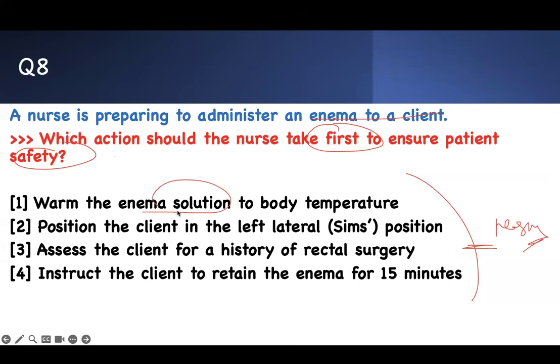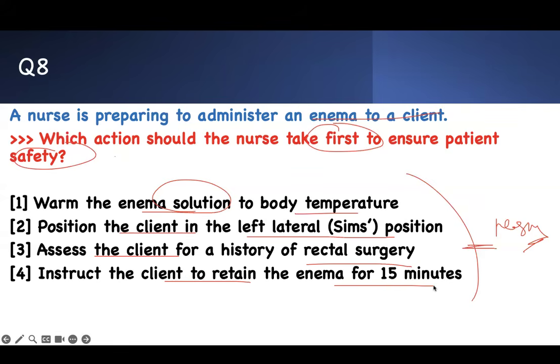Warm enema solution to the body temperature. Position the client in the left lateral Sims position. Assess the client for history of rectal surgery. Instruct the client to retain the enema for 15 minutes. They all sound good. They all sound normal. They all sound fine. But look, prioritization is you don't have time. You have 1 second. You don't want to cause injury to the patient.